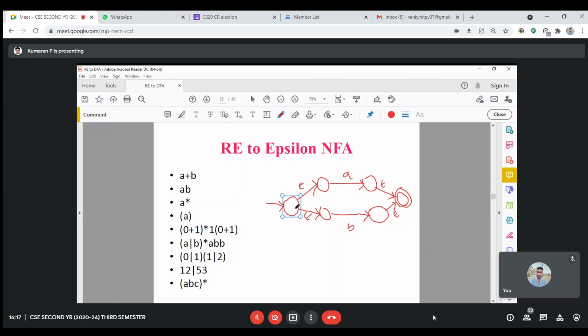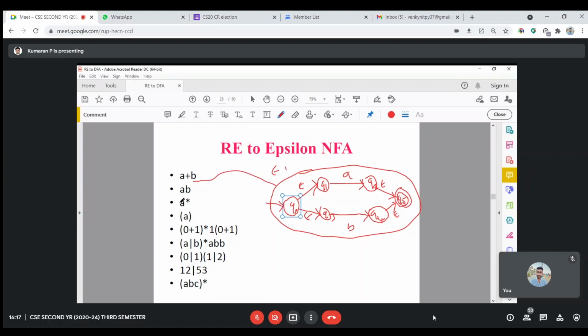Epsilon. Then you have to give the state names, Q naught. Now it is very important, the way you give the state names. Start from here, go to the top, then you can come to the bottom: Q naught, Q1, Q2, Q3, Q4, Q5. So this is the way I draw the epsilon NFA for this particular input.